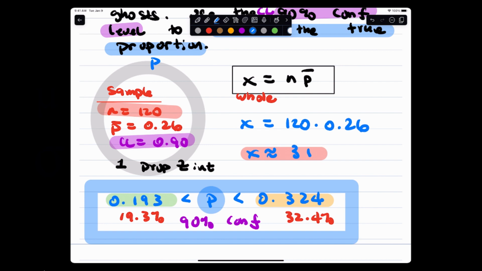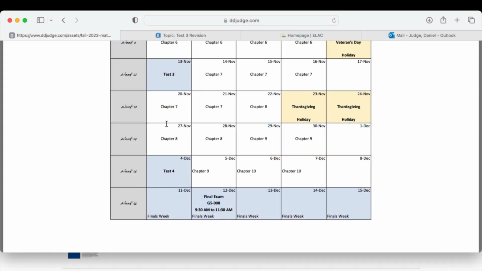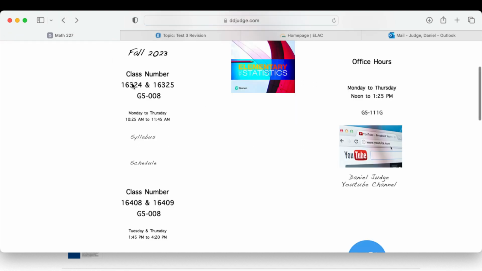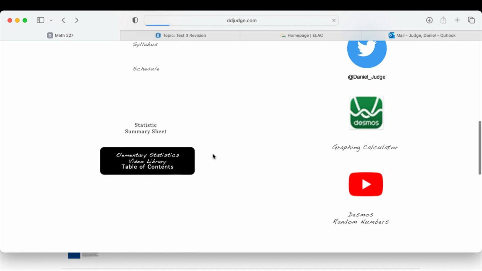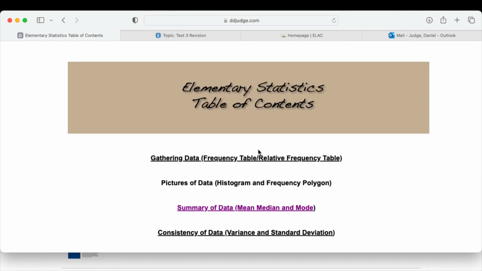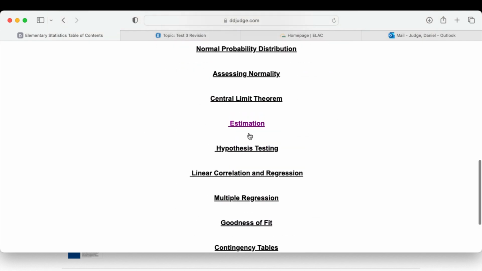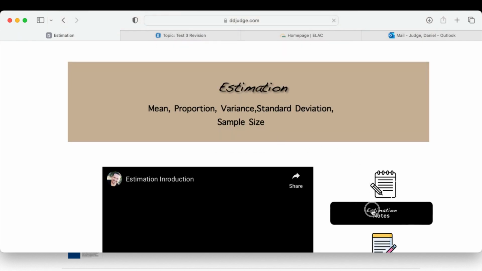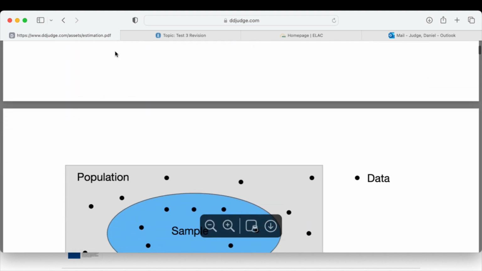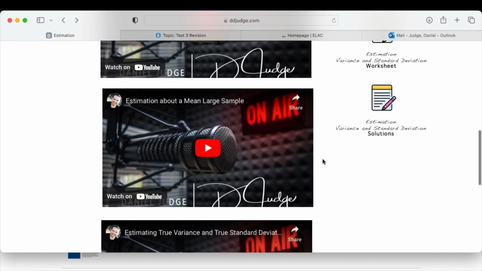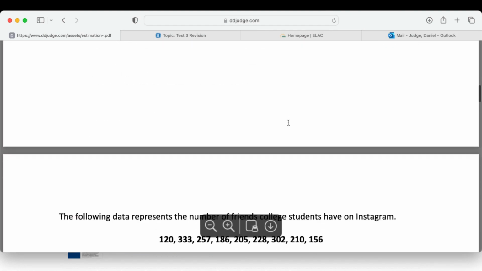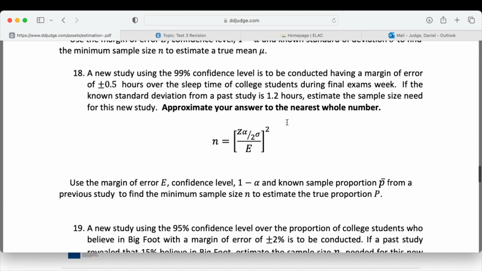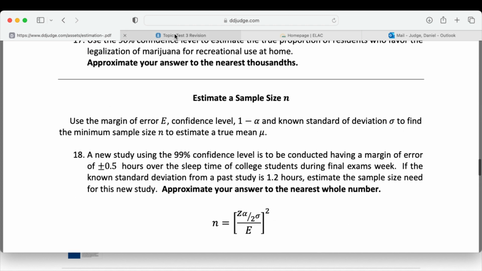All right, let's go back here. I don't want to remark here. I guess I want to go to the estimation homework. Those are the notes. That was the $1 million notes, by the way. Estimation worksheet. So I'm going to go back down here. 18. So here's what I'm going to do.